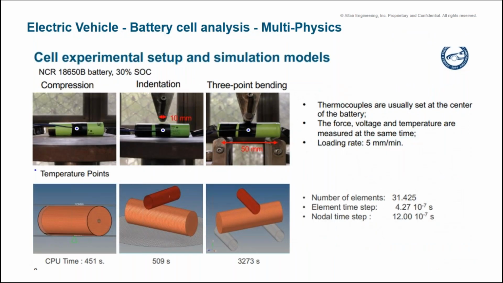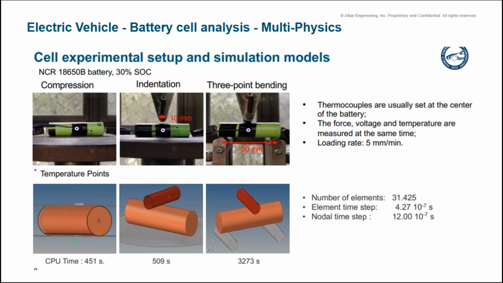Then next comes the battery cell analysis. Say, for example, you want to develop your battery cells, and these are the tests done for battery cell testing. You need to see the mechanical aspect as well as the electrical aspect, because if you do the compression test, indentation test, or 3-point bending test, you are mapping the mechanical deformations, but there is a thermal runaway, and because of that the power ratio gets changed, so the electrical property also you need to map.